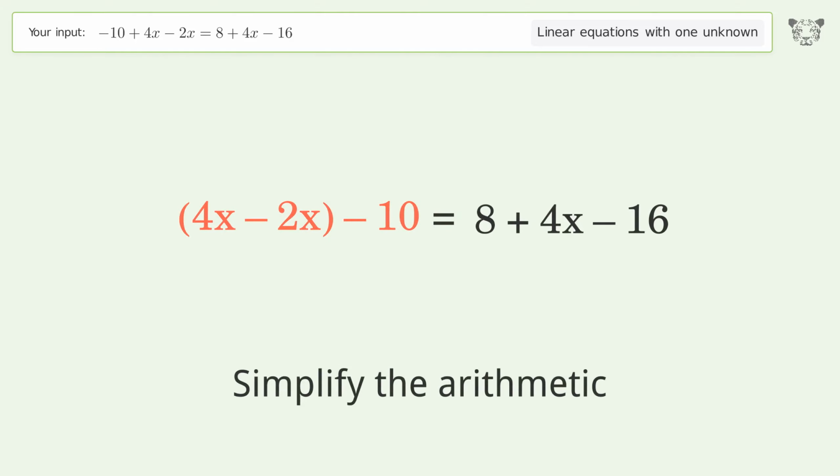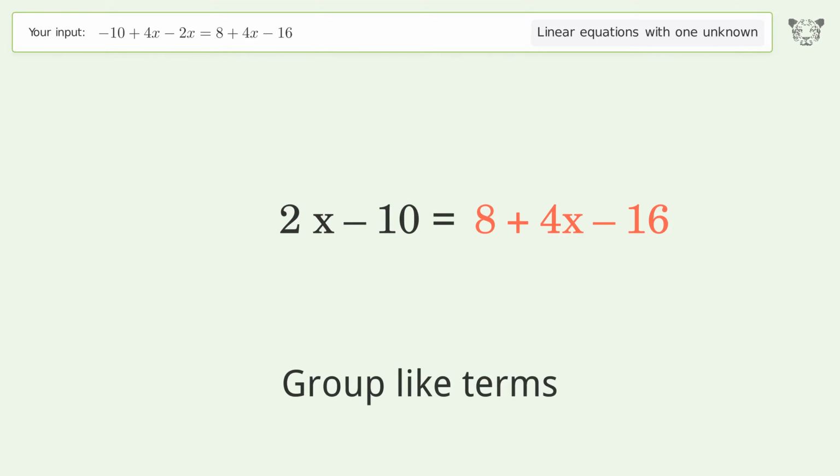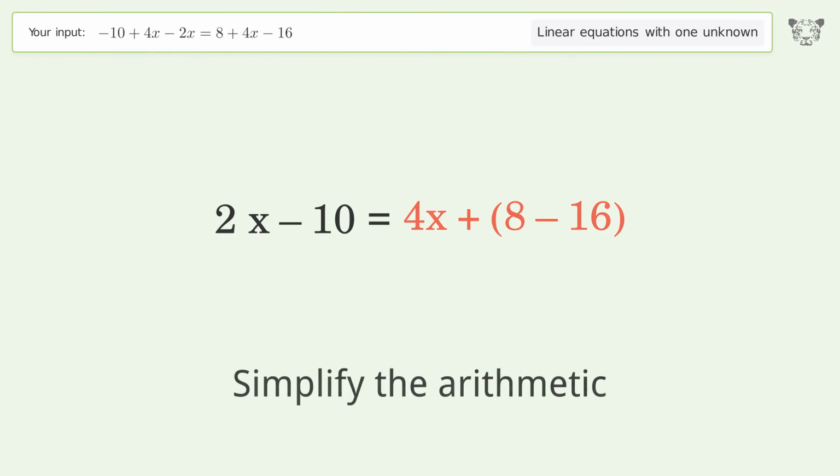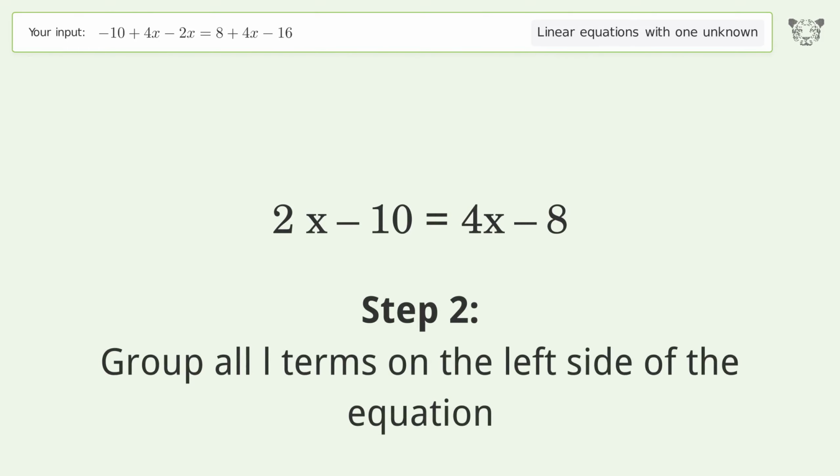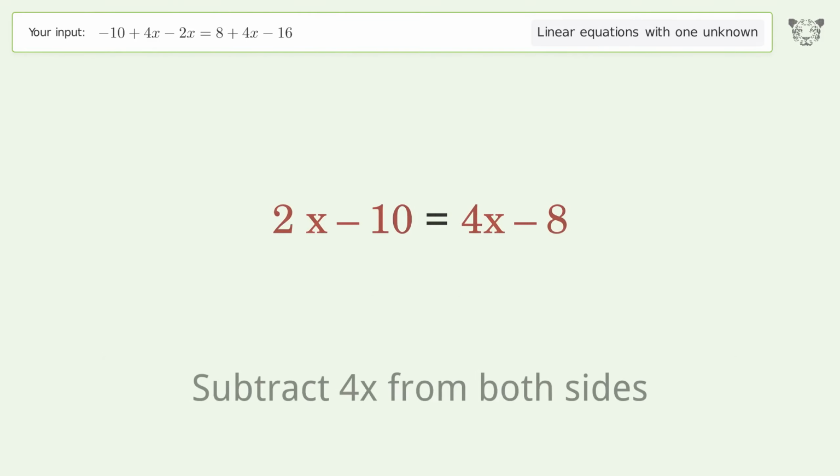Simplify the arithmetic. Group like terms. Simplify the arithmetic. Group all x terms on the left side of the equation. Subtract 4x from both sides.